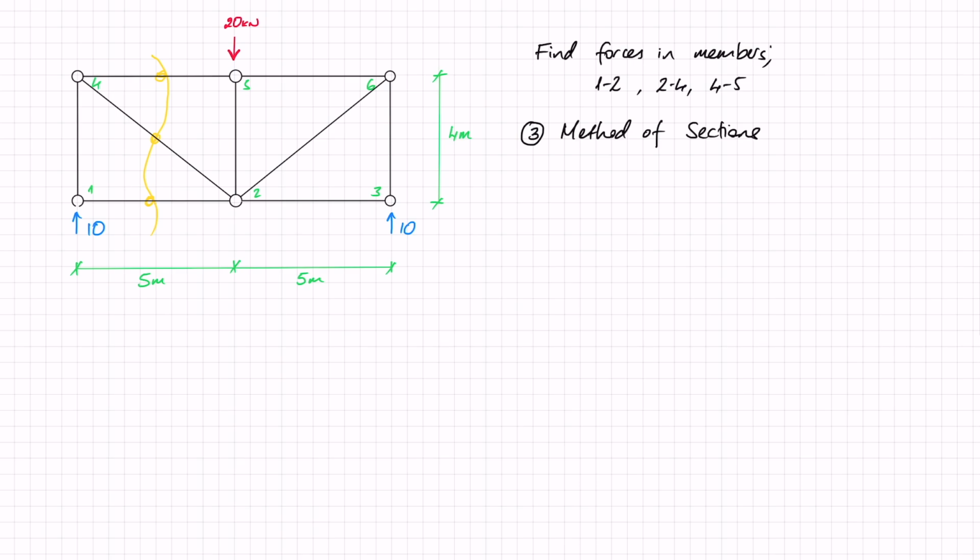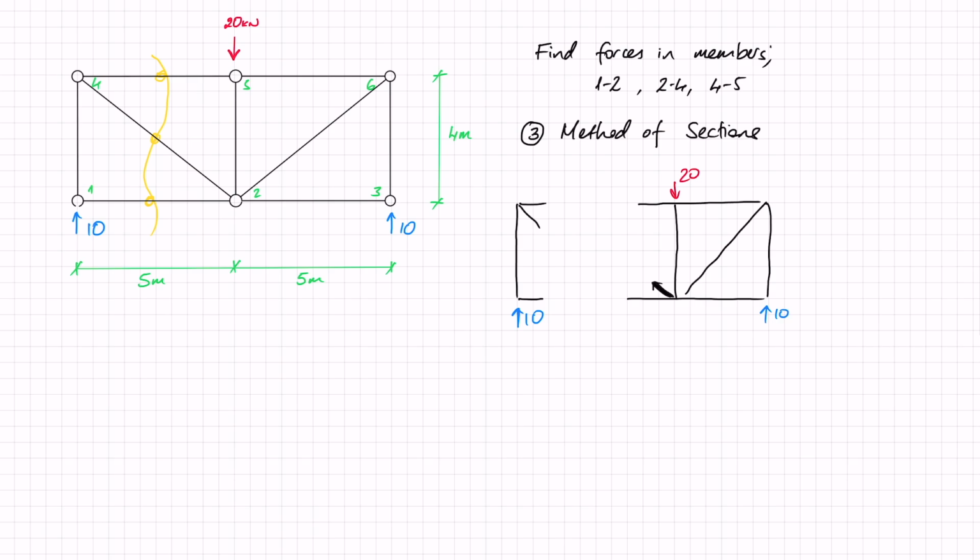Now that I've made the cut, I'm going to separate these into two parts of the truss. The first part is this part here. It will consist of these members that I've just cut. There is also this force of 10. And the other part of the truss is going to be this part here, with this part completely intact. And here I'm going to have the other members that I've cut. I'm also going to have the force of 20 here and the reaction force of 10 here.